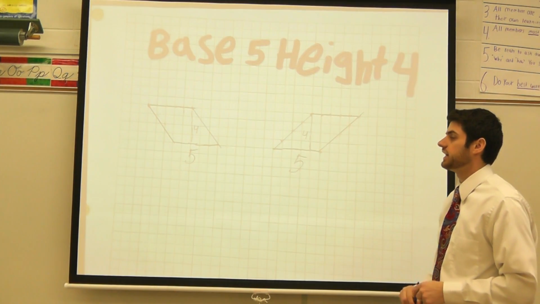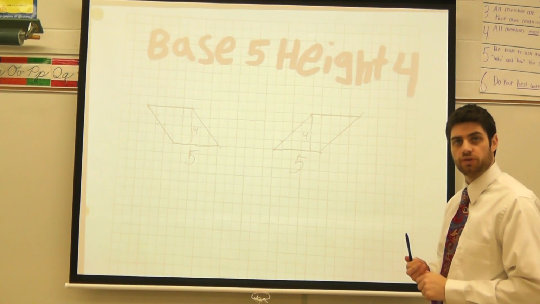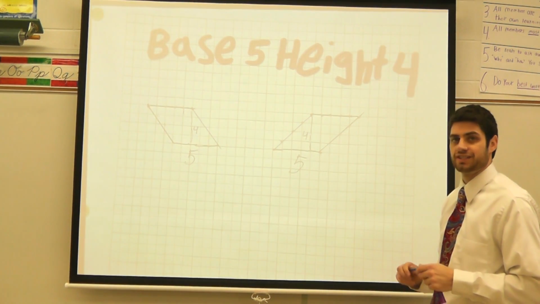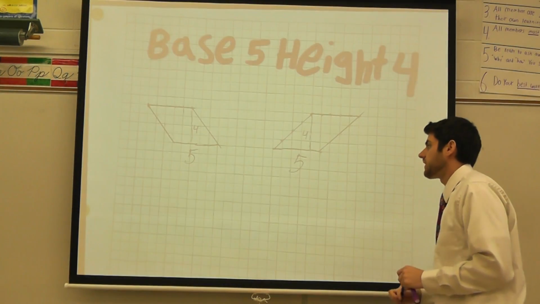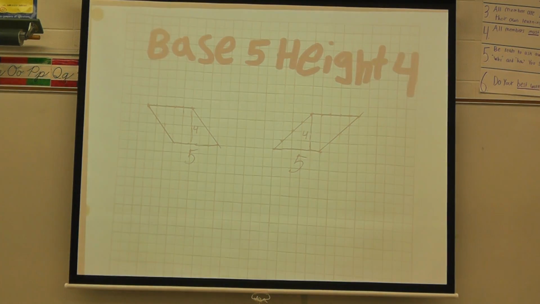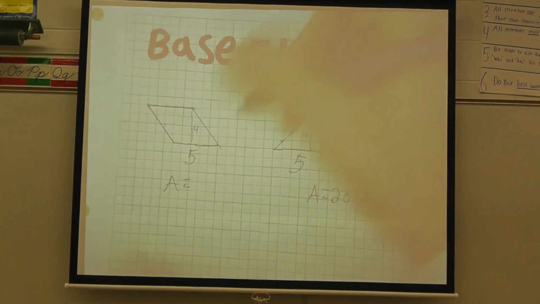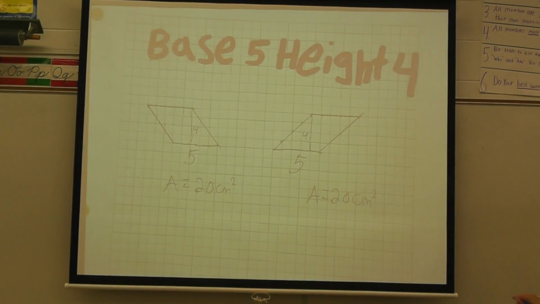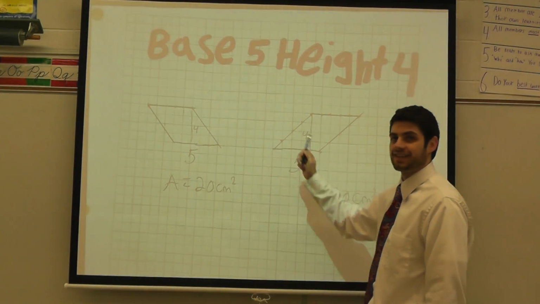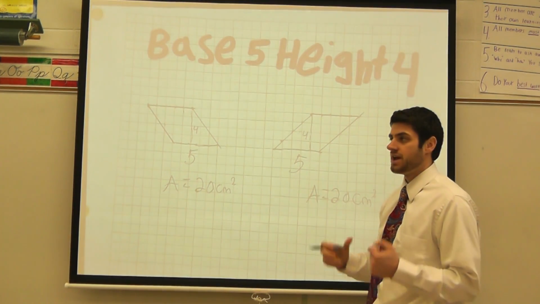Now we're going to look inside here and figure out how we can find the area of each one of these. As we've been learning with our formulas, base times height is going to give us the area of the parallelogram. So 5 times 4 gives me an area equal to 20 centimeters squared. I would do the same thing on this side. The area is going to equal 20 centimeters squared. So the first conjecture I can make is that with the same base and the same height, two parallelograms might look different, but they're going to have the same area.